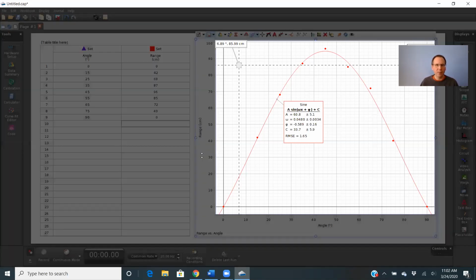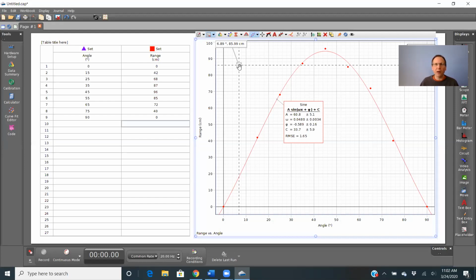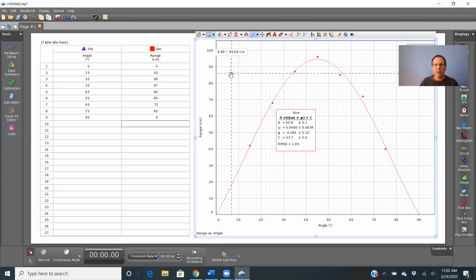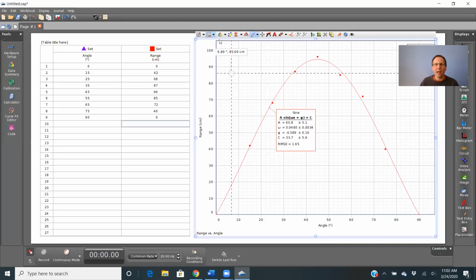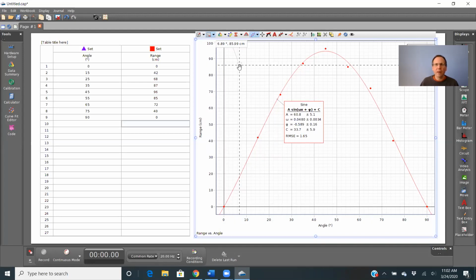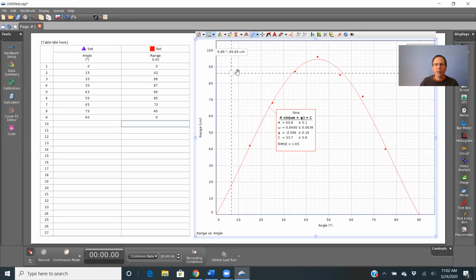So I'll hit OK. And now I'm going to click on that coordinate tool and drag it. Doesn't want to drag. Hold on. There it goes. Drag it to the peak of my curve, which is probably right there, the peak of my curve.